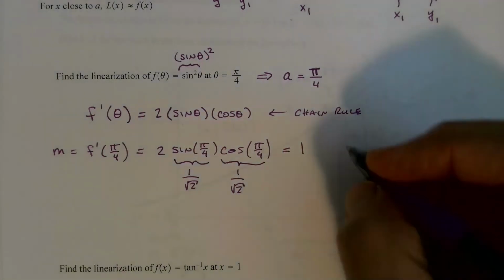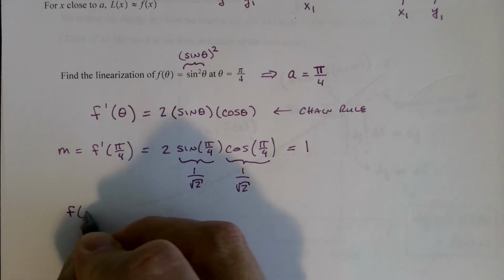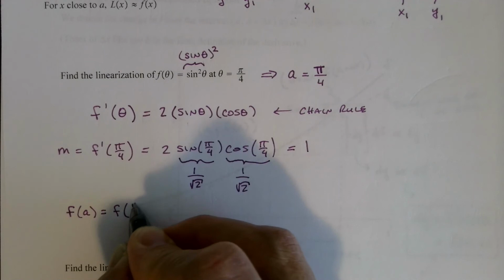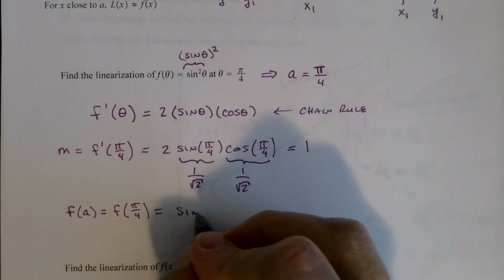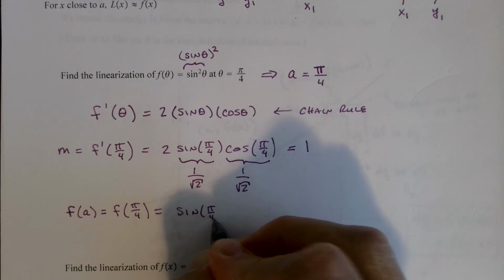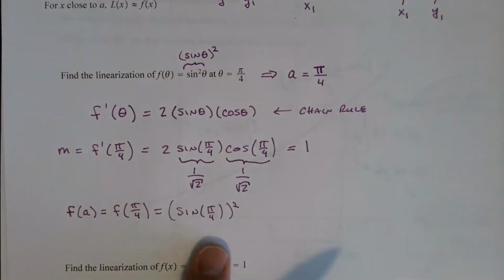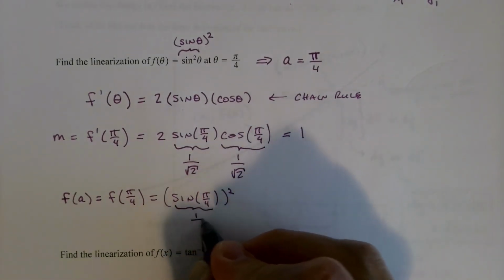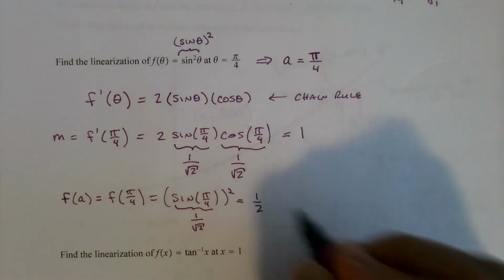Right? What's our point of tangency? Well, f of a in this case is f of pi over 4. So now I go into the original function here. What is sine of pi over 4 all squared? Sine squared. So the actual point on the graph, sine of pi over 4 again is 1 over the square root of 2. If I square that, I get 1/2.